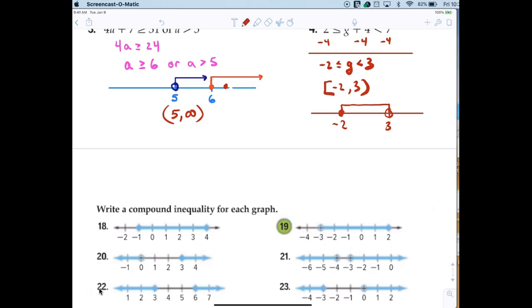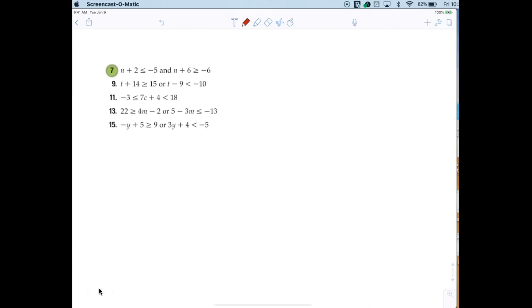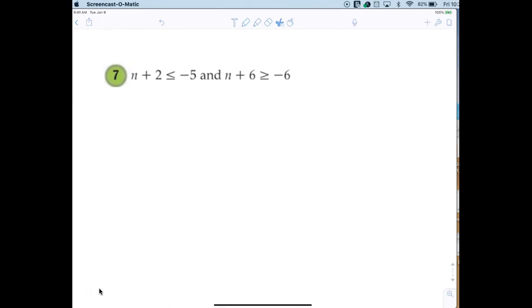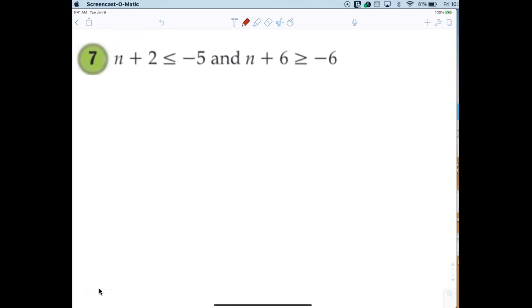All right, here we go, guys. Now let's jump down here to number 7. Someone who's normally not so talkative, who I want to get better, what do I do first? Jack, what am I going to do first here? I'm going to subtract 2. That's right. So I get n less than or equal to what? Don't forget we're subtracting 2. Oh, -7. -7.